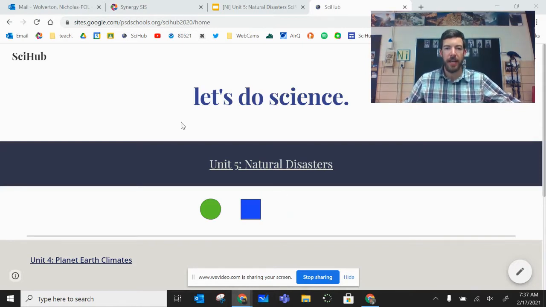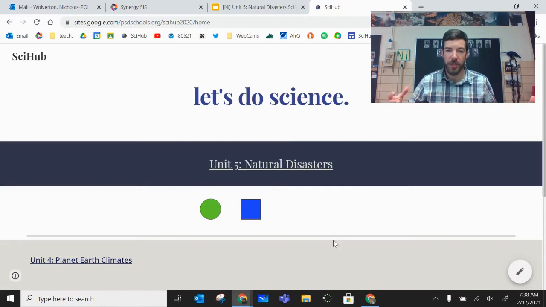So if we look here at Sci-Hub, we're currently learning about natural disasters. And in order to understand natural disasters, we have to understand weather, because a natural disaster is just an event where the weather situation has become so severe and so intense that it's overwhelmed the human capability of responding to it and recovering from it. So in order to understand these natural disasters, we must understand weather.